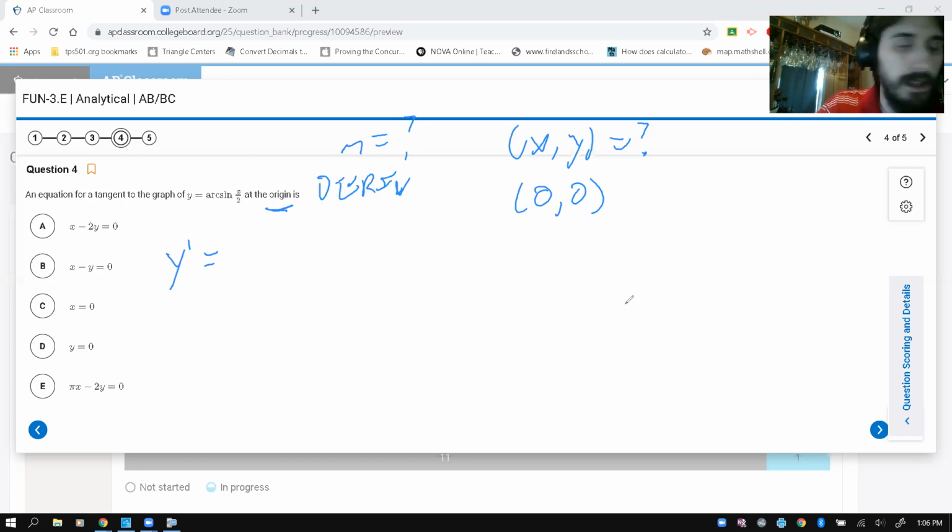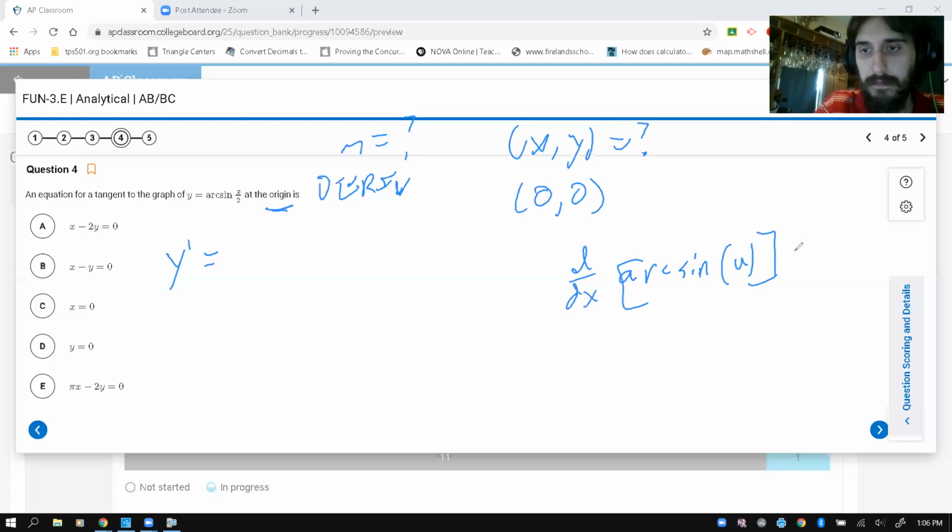For arcsine of any function u, the derivative of that is going to be u prime, the derivative of your inside function, over the square root of 1 minus u squared. So for our problem, that's going to be u prime. This is the inside function.